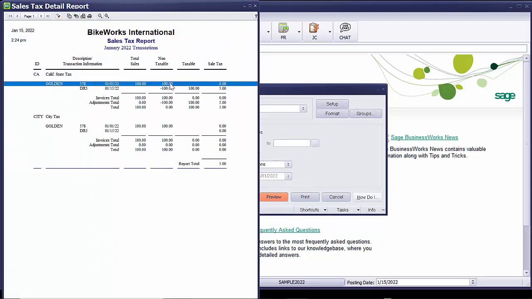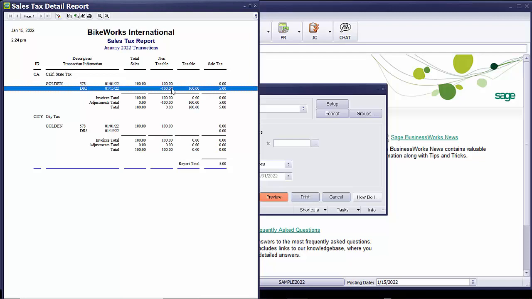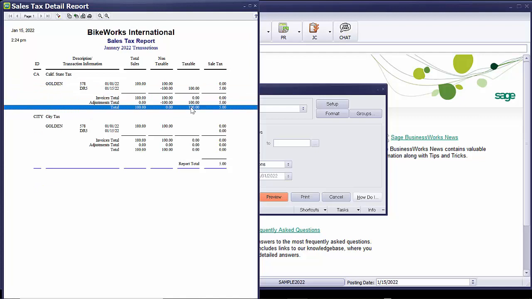And now we can see our original invoice in the non-taxable column. After we posted our debit memo, it decreased the non-taxable by the $100 and increased the taxable by $100, adding the $5 of sales tax. We can now see the total for our California sales is $100 of sales, of which zero is non-taxable, $100 is taxable, and the sales tax due is $5.